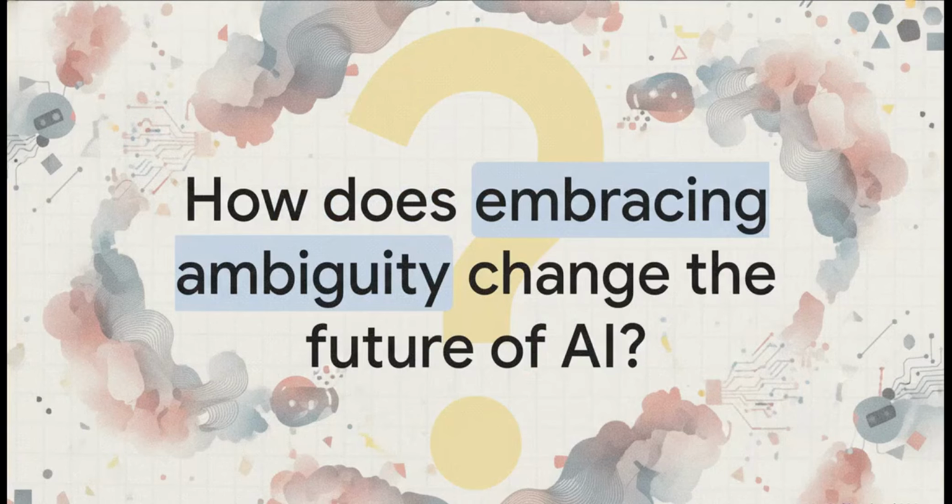So that leaves us with this really fascinating question as we look at the future of AI. If real intelligence isn't about absolute certainty, but about how you navigate a world of nuance, what happens as our machines get better and better at it? By teaching computers to think in shades of gray, we might just be taking one of the most critical steps toward creating truly intelligent systems.